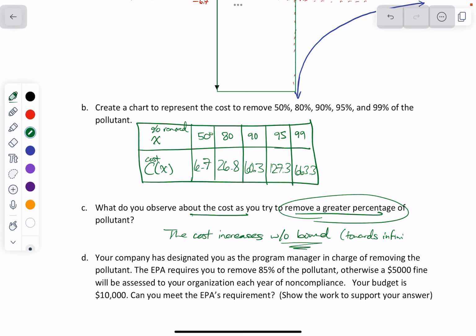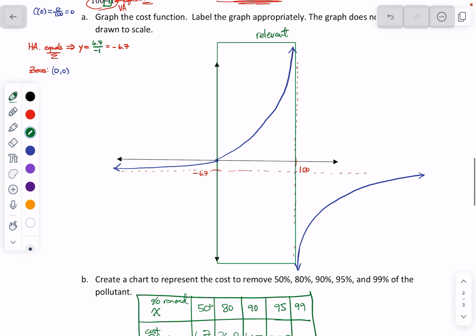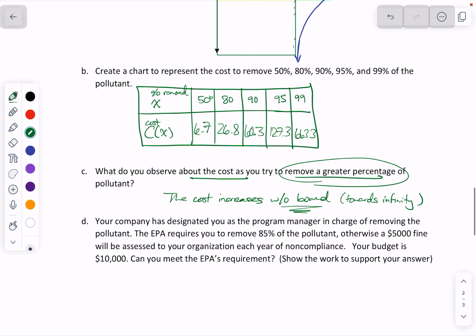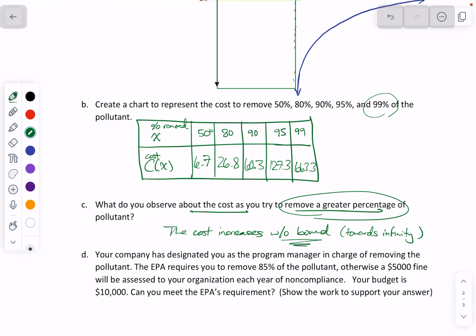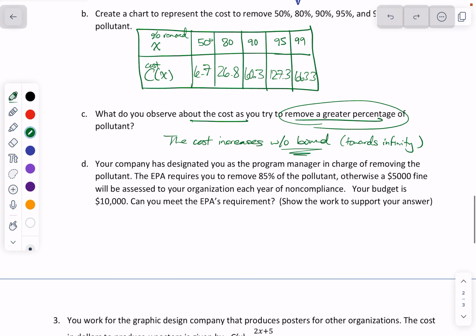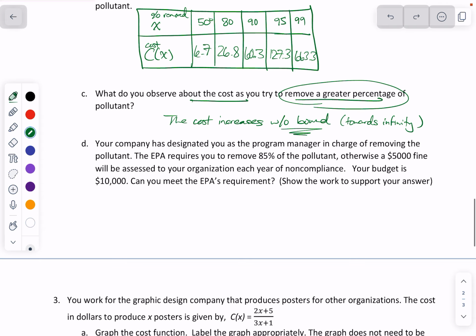Now, obviously, if we're running a little company, we're not going to have an infinite amount of money lying around to remove all these pollutant. Obviously, all of us would love to live in a world where we can remove 100% of the pollutant or something really close to it, but it's just really pricey to do that kind of thing. So we have to maybe figure out another solution here.